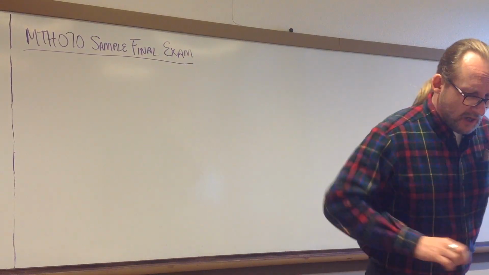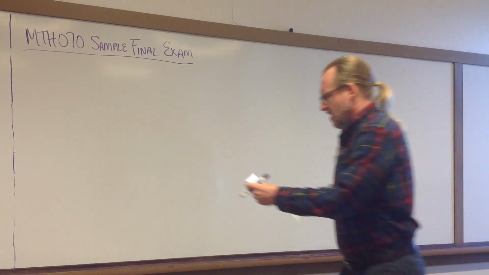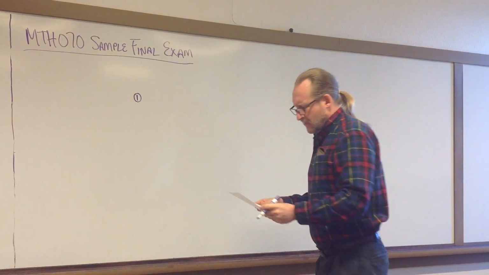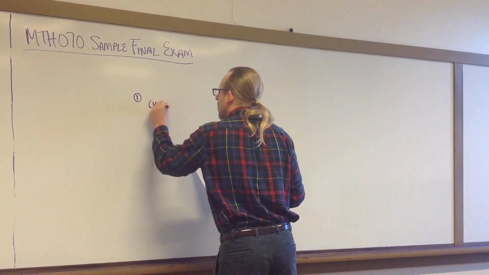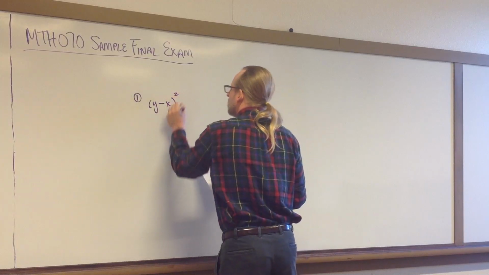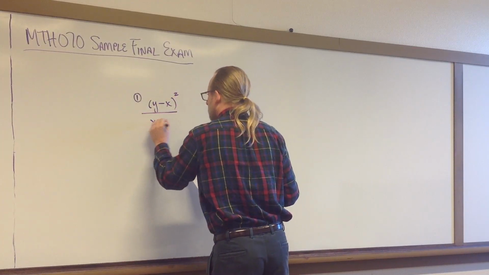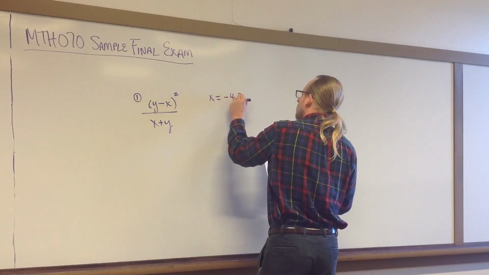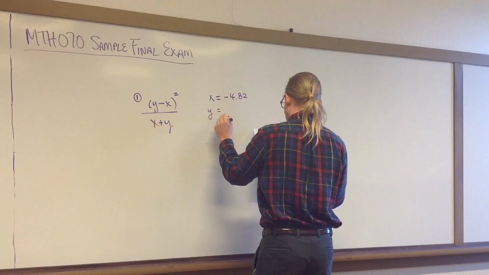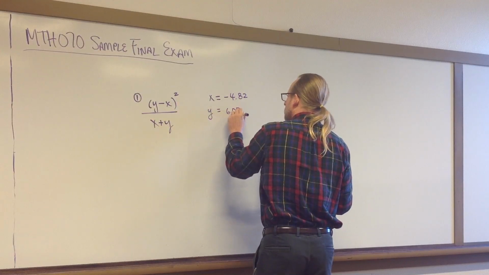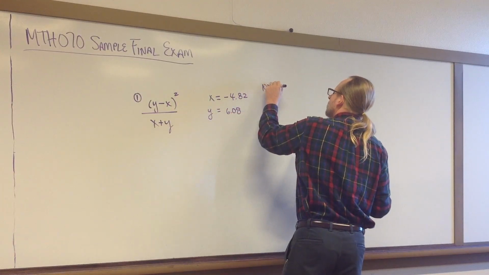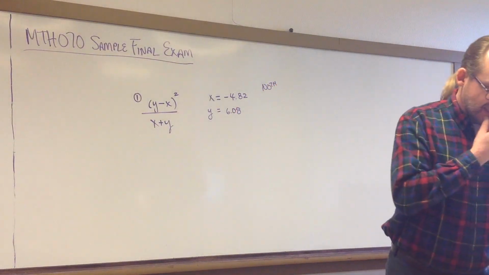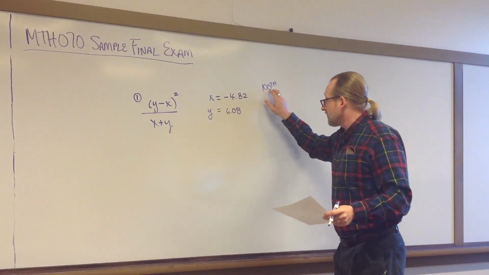So, problem number 1. We want to evaluate the expression (y minus x) all squared over x plus y, if x is negative 4.82 and y is 6.08. And then we want to round this to the nearest hundredth, which is 2 decimal places. It's always the same number of decimal places as there are zeros.